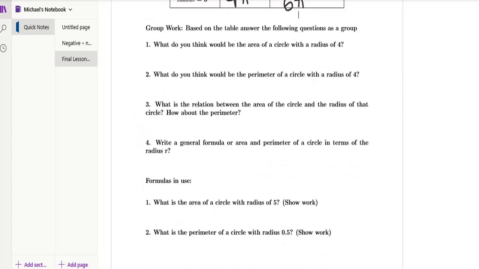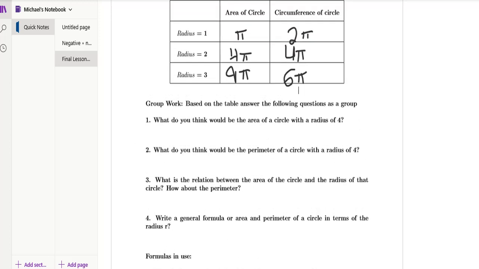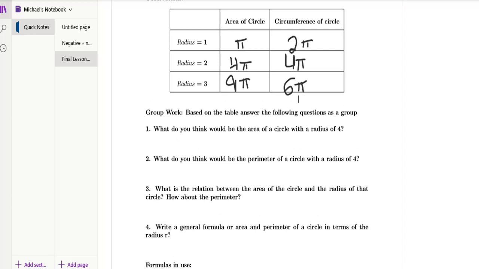What do you think the area of the circle would be with a radius of 4? So if we're following along here, the area for the first one was 1 pi, the area of the second one was 4 pi, and the area of the third one was 9 pi. If we're increasing the radius 1 more, the number in front of the pi for all three was the set of perfect squares, 1, 4, 9, and the next perfect square would be 16. So I would guess 16 pi based on what we've seen.